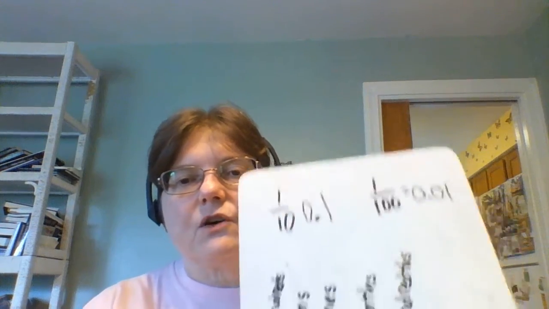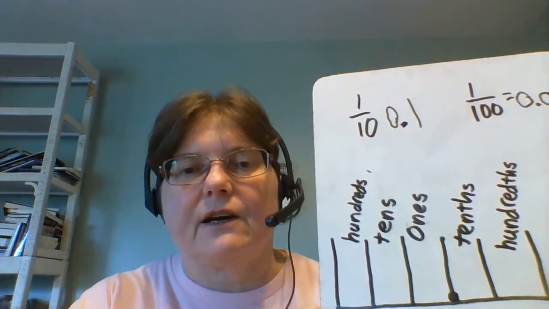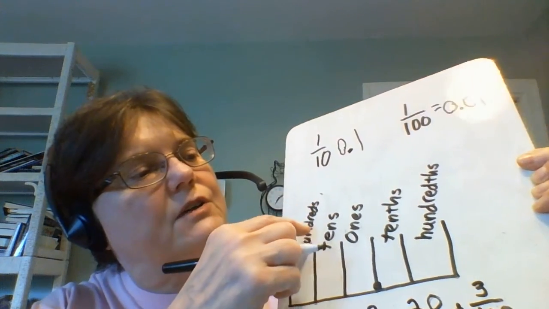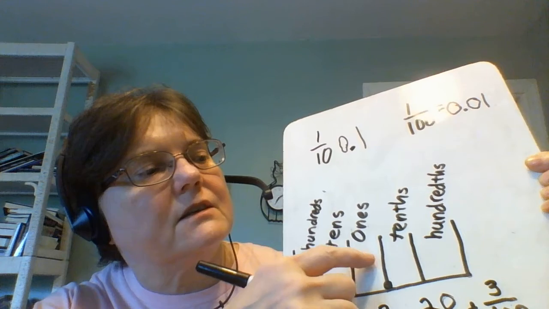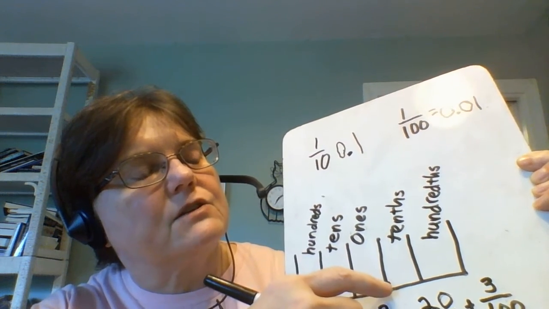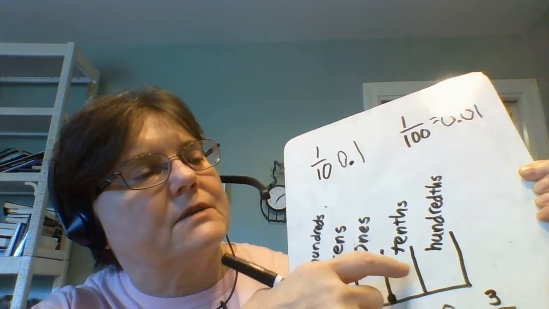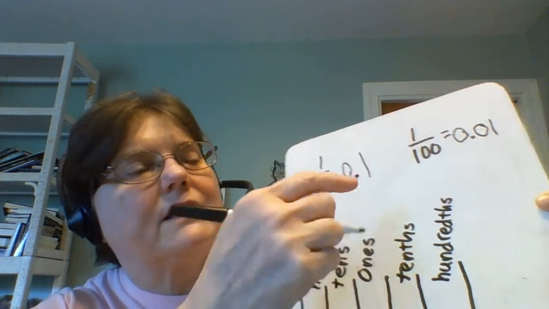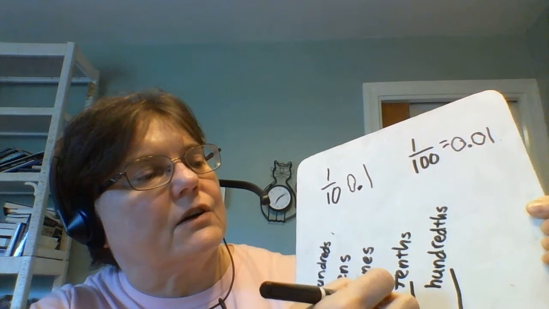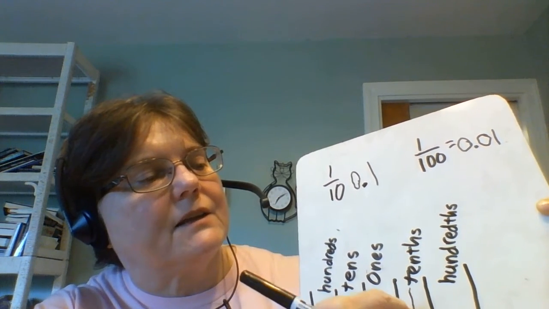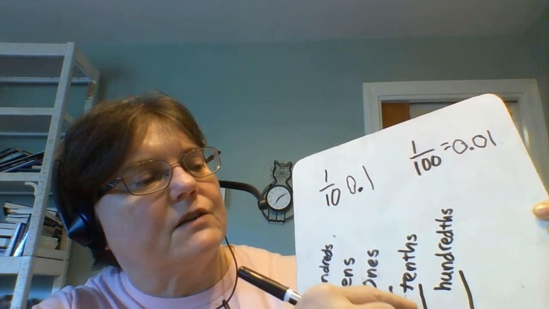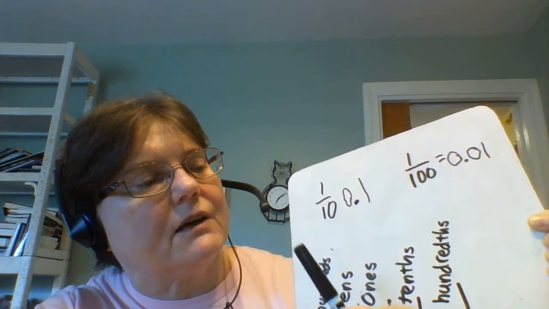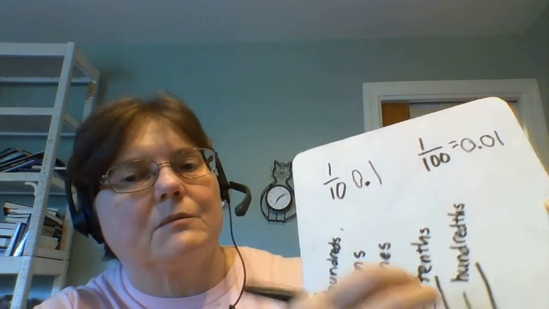Now, one way to show why this is to look at a place value chart. Our place value chart starts with hundreds, then goes to tens and ones, and then there's the decimal point, and we have tenths and hundredths. So if I wanted to put 1/10 in the place value chart, it would go here behind the decimal. If I wanted to put 1/100 in the place value chart, I'd have to put a 0 there and come over to the hundredths column and put a 1.